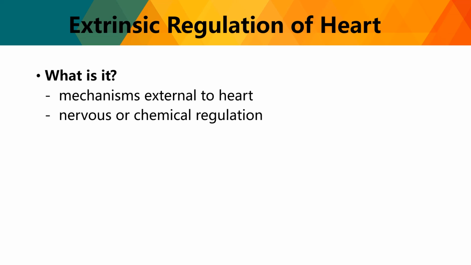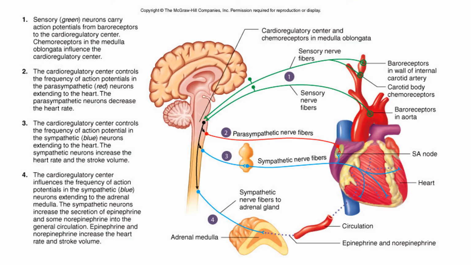So next is the extrinsic regulation of the heart. It is the mechanisms happening external to the heart. So these are the nervous or chemical regulations. Here you will see how the regulatory centers and chemoreceptors are sending signals to the heart.